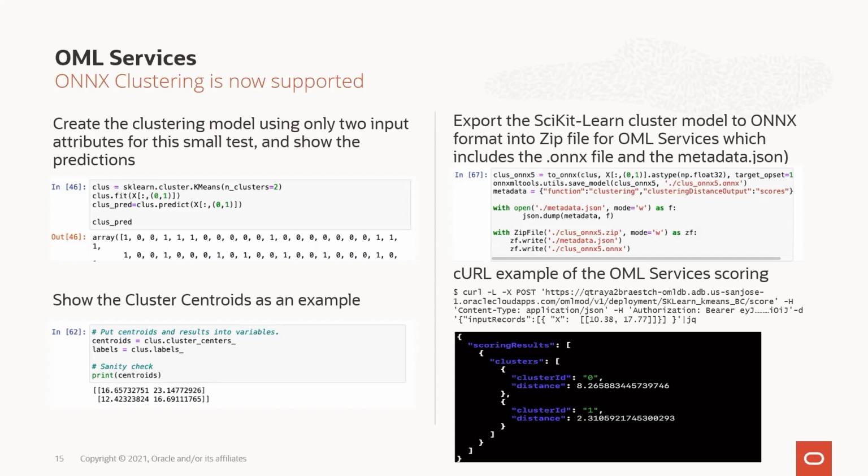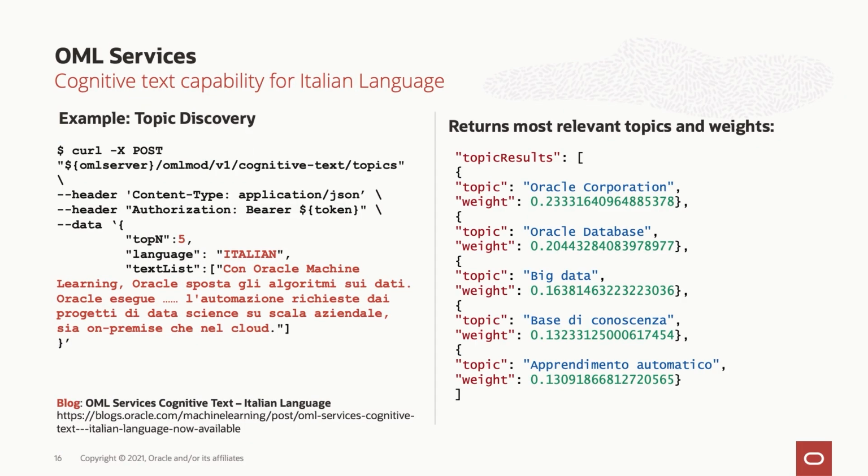OML Services cognitive text functionality now supports the Italian language. This capability includes topic discovery, keyword summary, and similarity. There's also support for English, Spanish, French with sentiment available for English. And the cognitive text workflow is very simple. You just get your token and then submit your textual data for analysis.